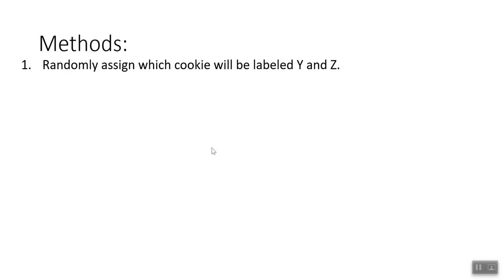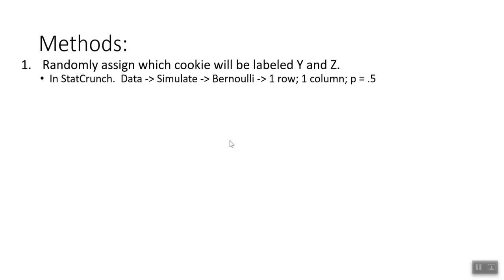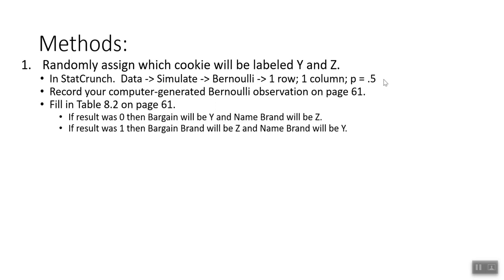Methods. Let's first start with our randomizations. We're going to randomly assign which cookie will be labeled Y and which cookie will be labeled Z. We'll do this in StatCrunch by simulating a Bernoulli with one row, one column, and P equals 0.5. Bernoullis have values of either 0 or 1. They are binary. So we're going to have StatCrunch randomly pick a 0 or a 1, and they're both equally likely. You will record the Bernoulli observation on page 61.